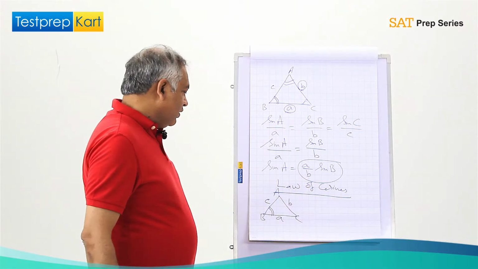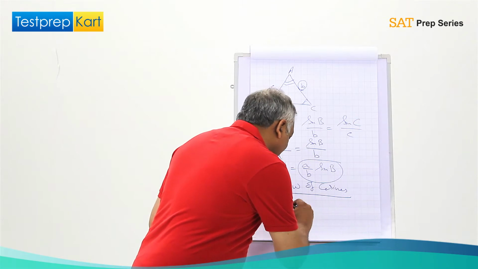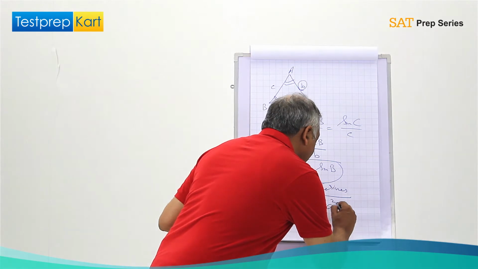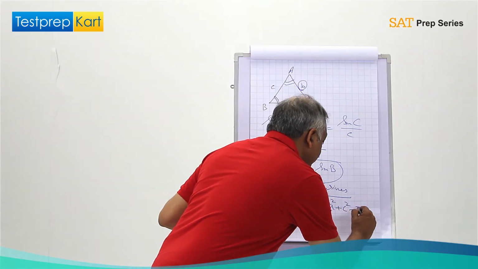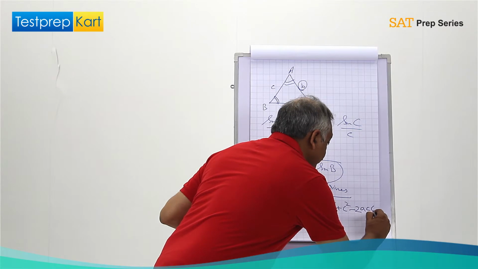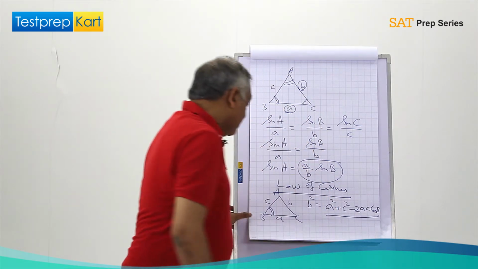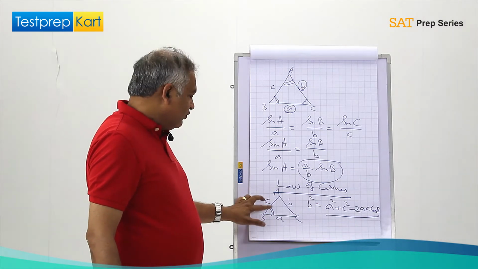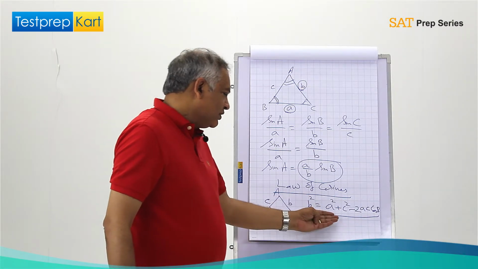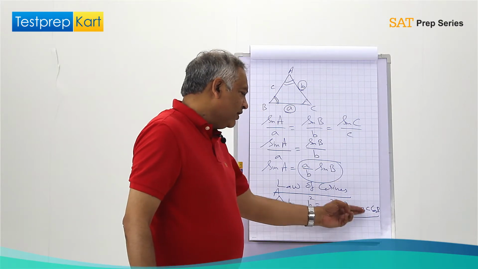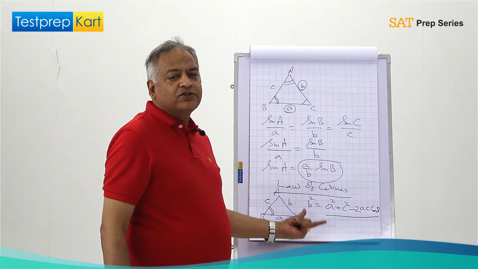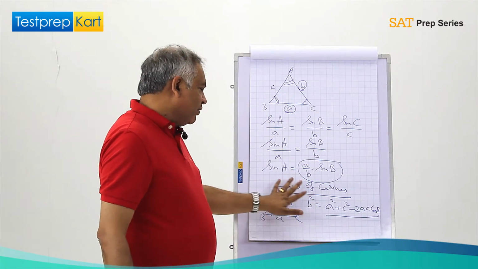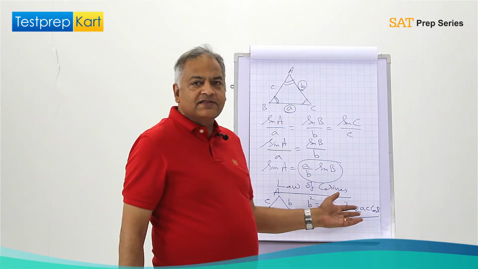And what is the law of cosines? It says that the side which you want to find out, b squared, is equal to a squared plus c squared minus 2ac cos of B. Now here you know a, you know c, you know B, the angle which is between these two sides. So you substitute in the right hand side, a squared plus c squared minus 2ac cos B, you will get b squared, take the square root, that will give you b.